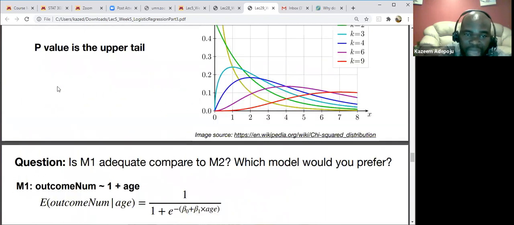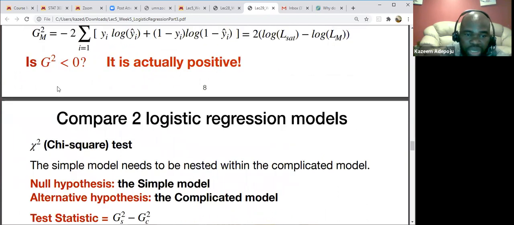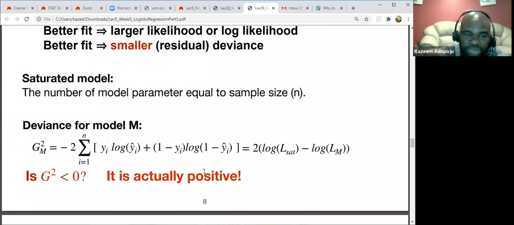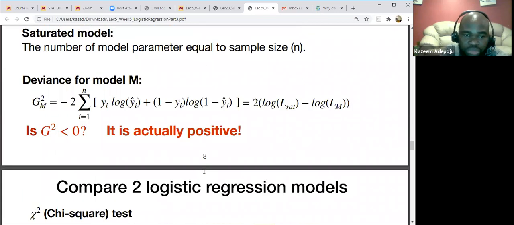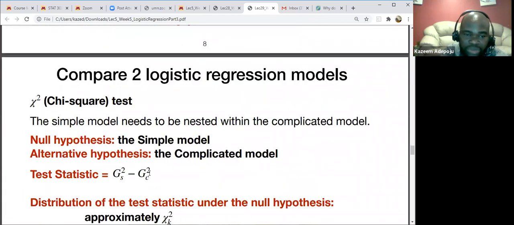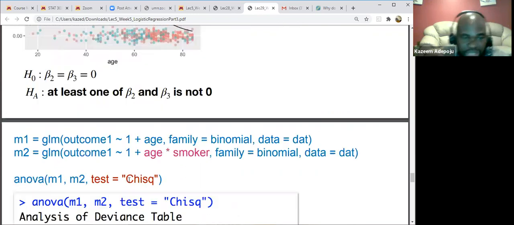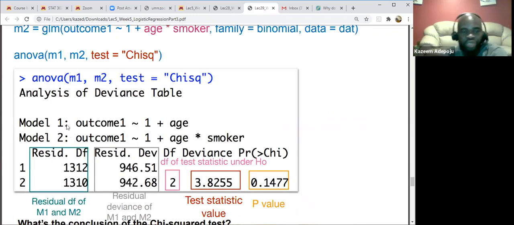Okay, analysis of deviance. I think you remember the other time that we talked about deviance. So R will automatically compute the deviance for you. It's going to compute the deviance of the two models, and it's going to compute the difference of the deviance. So what you're going to see right here now, take a look at what I have. This is model 1 and this is model 2. And this is a table.